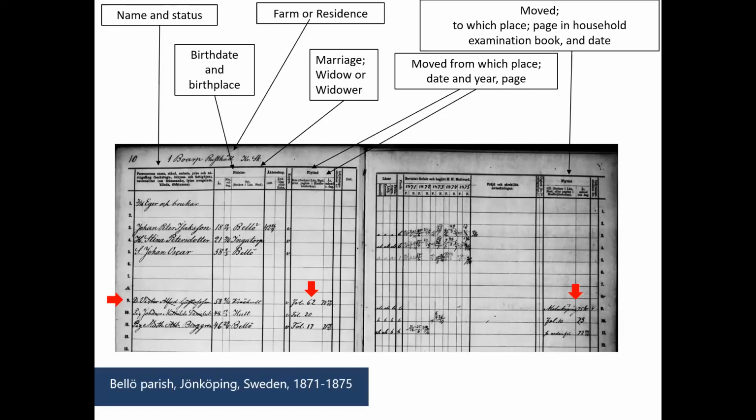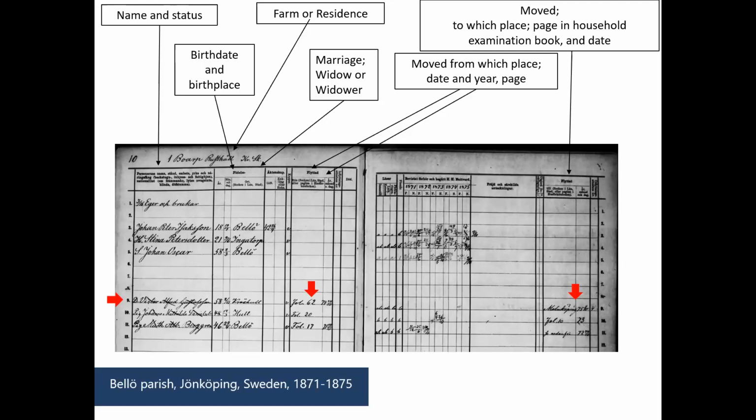We have if they're married or widow or widower. And then the column over, flytted, that's moving. So where did they come from before they moved to this farm? And then over to the right here, we have where are they moving to? So this is like I'm extracting the most rich genealogical information here.